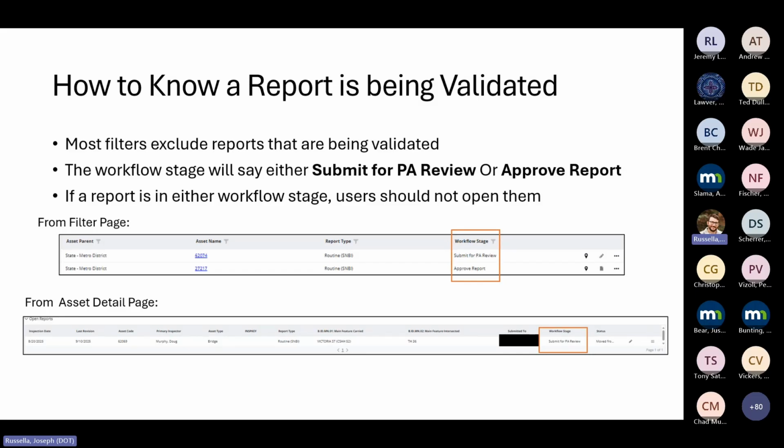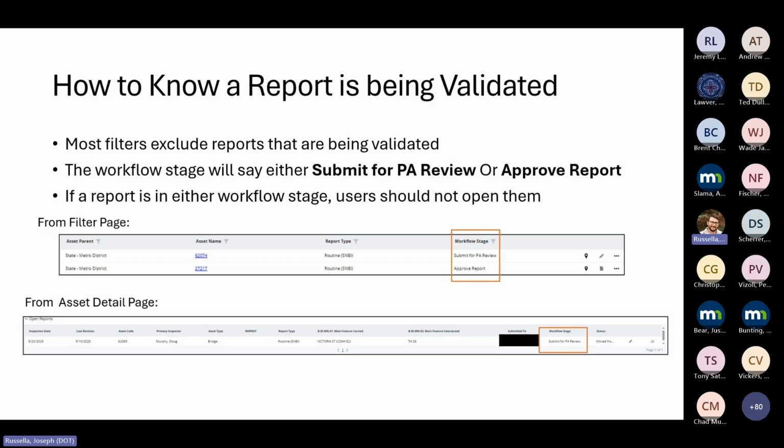those are our two validation stages, and the report shouldn't be opened up at that point. You should just let it disappear or change workflow stages. It'll either go to in progress or agency program administrator review, which are the next two workflow stages that it would go to. Or approve final report is the final, and then it's done.